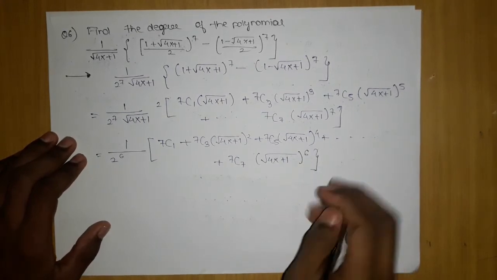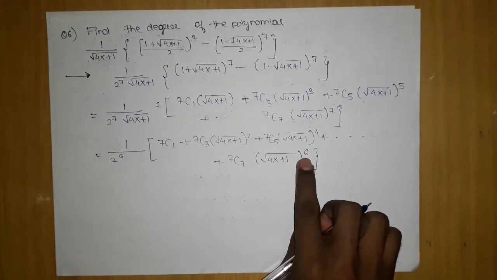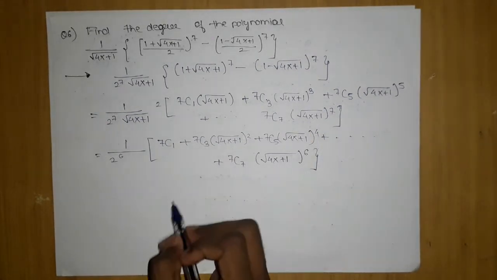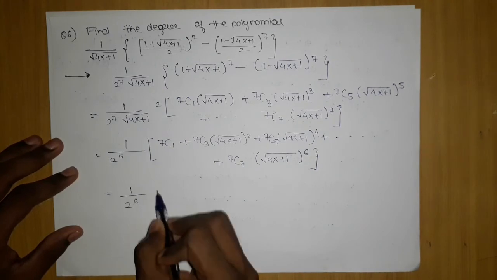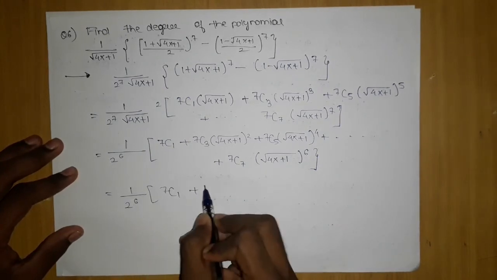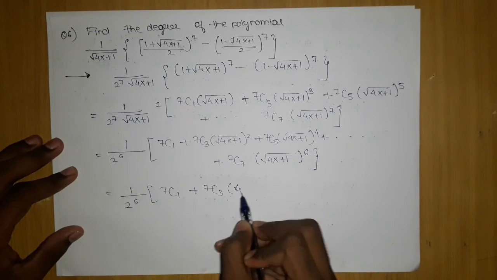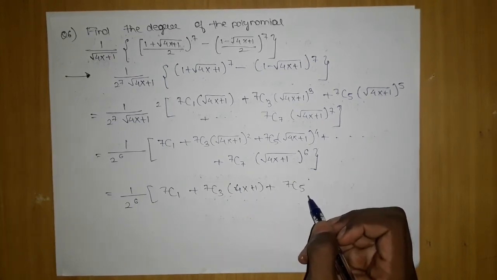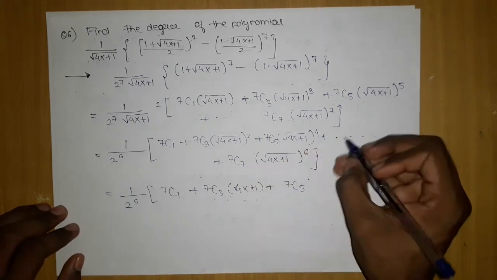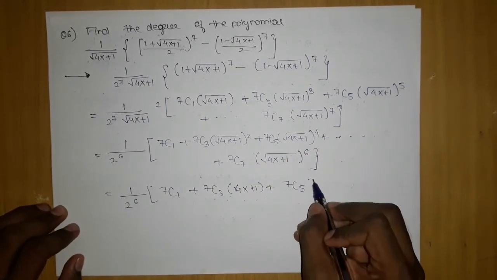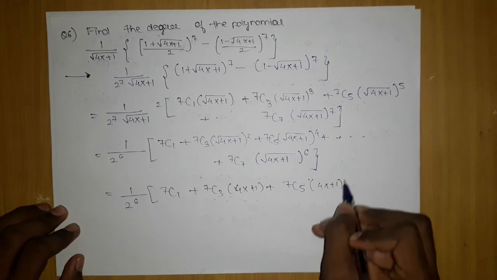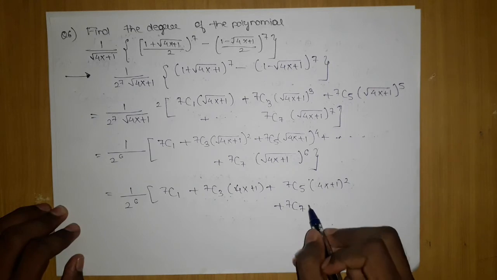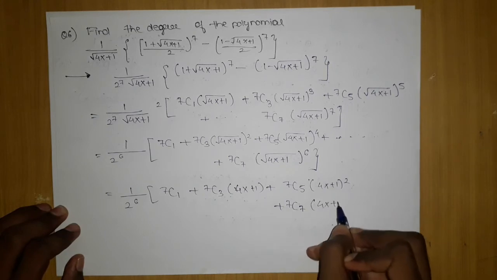Now you can clearly make out that this 1 upon 2 will cancel for all the even powers. So we are left with 1 upon 2 power 6 times 7c1 plus 7c3 into 4x plus 1, and 7c5 here, this term will only appear, there will be no middle term, 4x plus 1 the whole square, and in the end 7c7 into 4x plus 1 power 3.